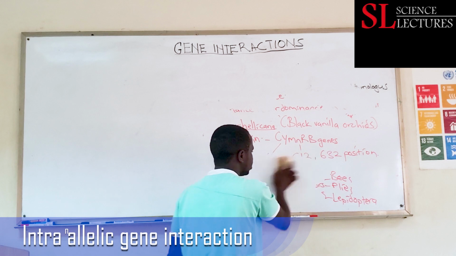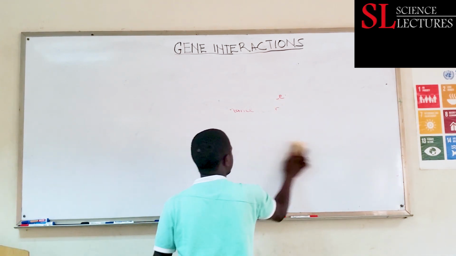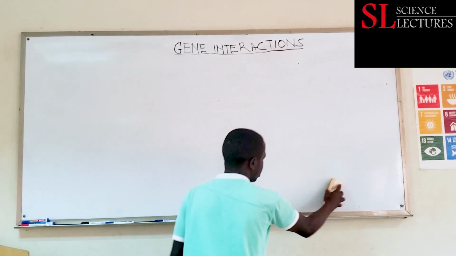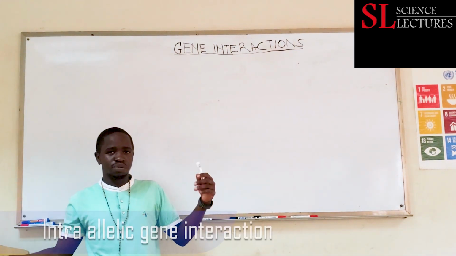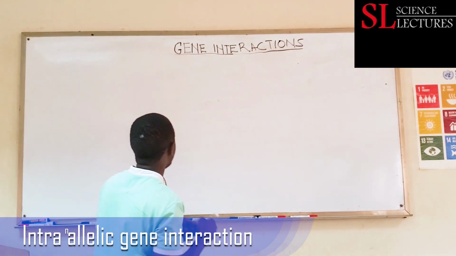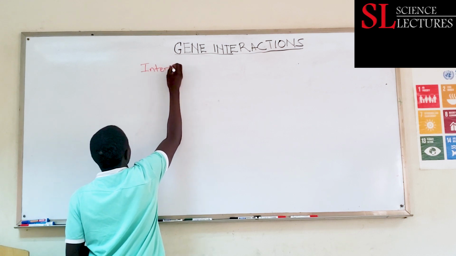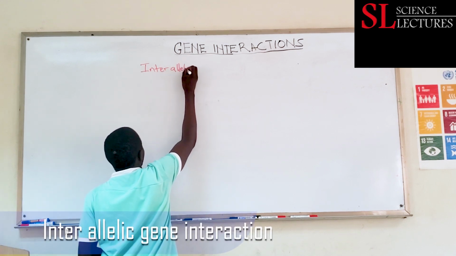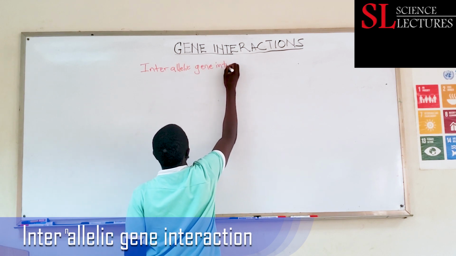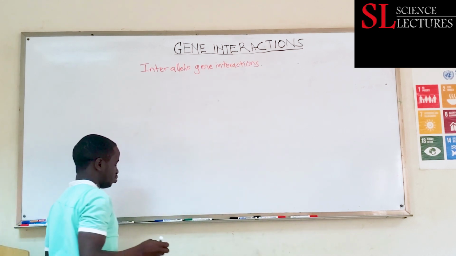We said intra-allelic gene interactions are interactions of alleles of the same gene located on the same chromosomes. And we said it can be complete dominance as experienced by Mendel. It can be codominance or incomplete dominance or superdominance. So I want us to look at next inter-allelic gene interactions. And that is where we are going to spend most of our time today.